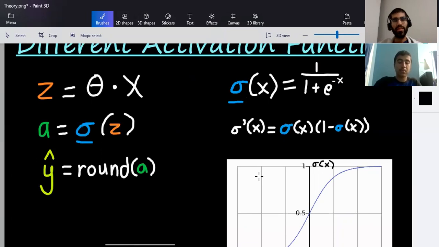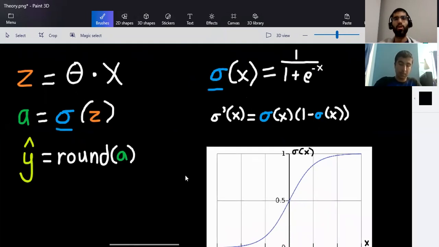However, the thing is that the sigmoid function, it's not the only activation function. And depending on what we want to do, what type of problem we're working on, there might be other activation functions that are a little bit more suitable.